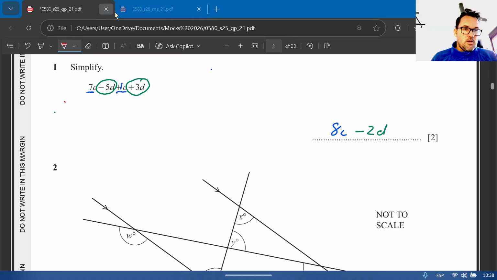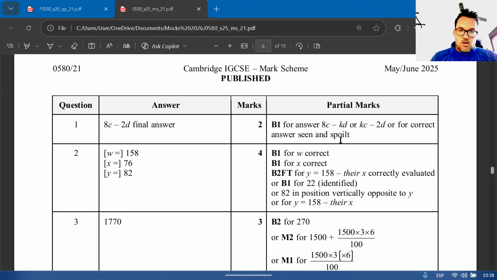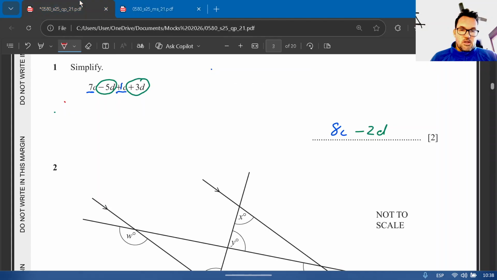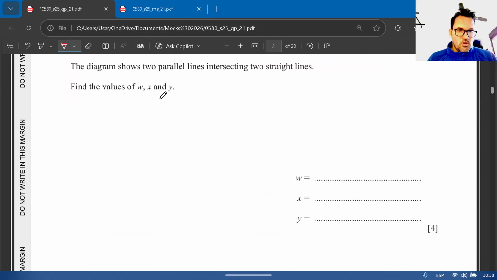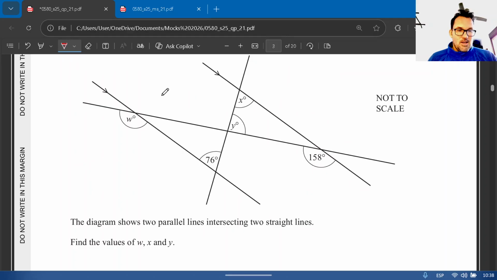Okay, looking at the mark scheme. Basically what it says, you get 1 mark for 8c and 1 mark for minus 2d. Question 2, straightforward, find w, x and y.